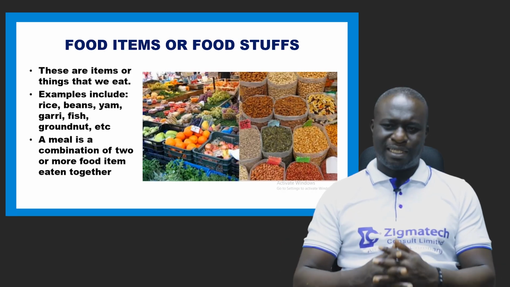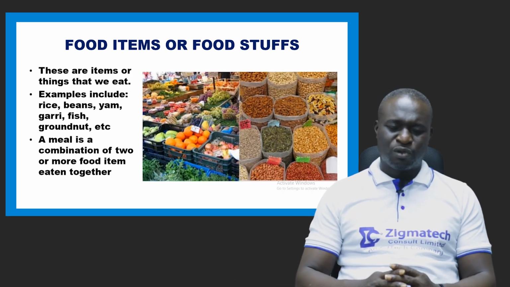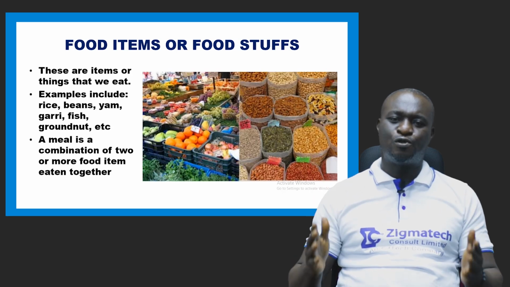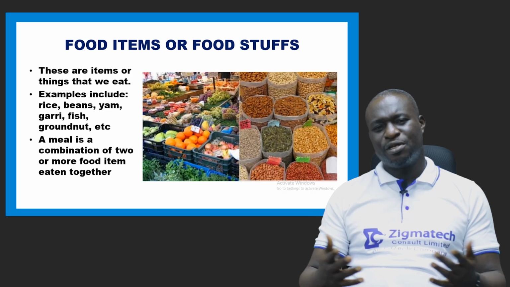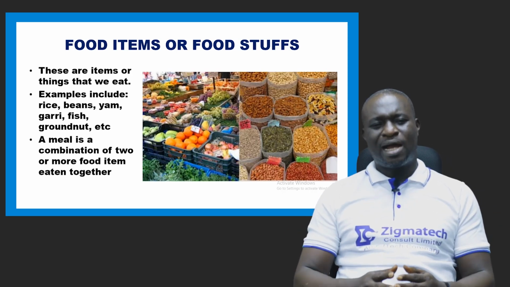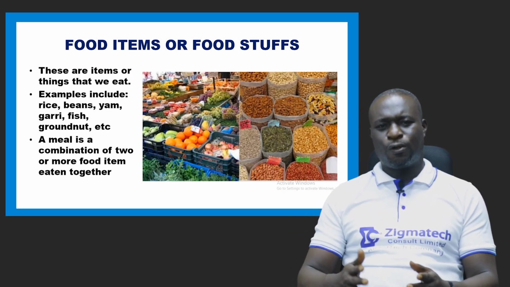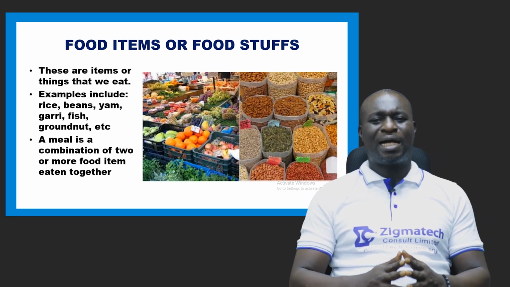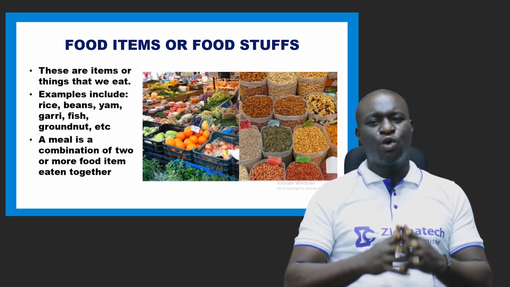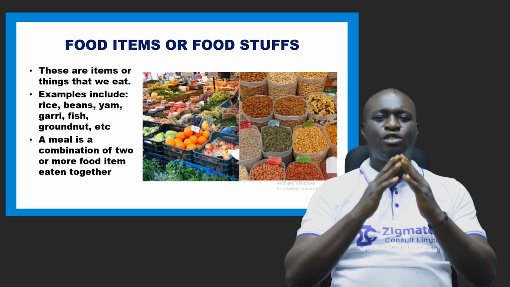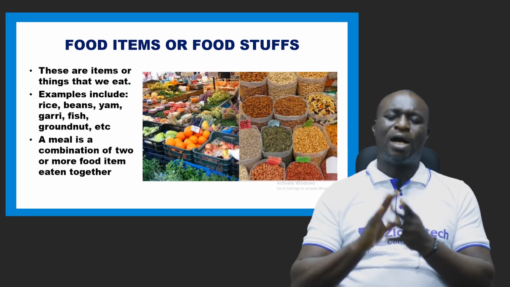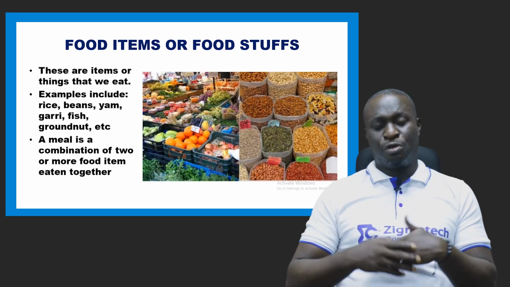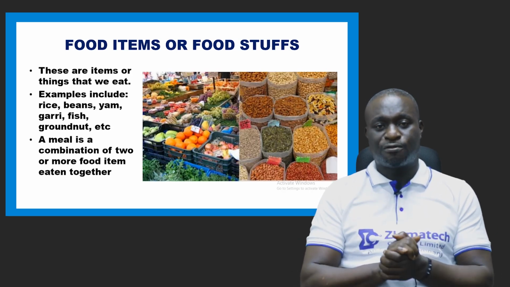Now, food items or food stuff. What do we mean by food items? What are food items? Most of us have been hearing, I bought some food items, I bought some food stuff, and all that. Now, food items are things or items we eat. Anything you eat, anything you take as food is referred to as your food item. You can also call it food stuff.